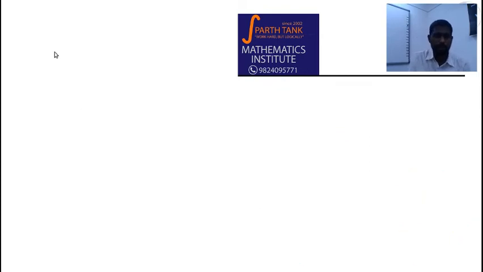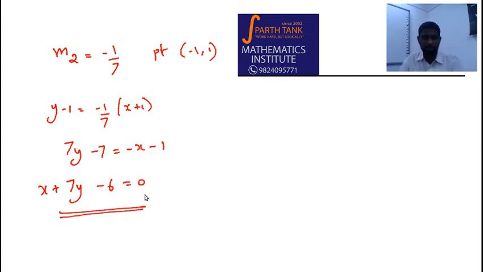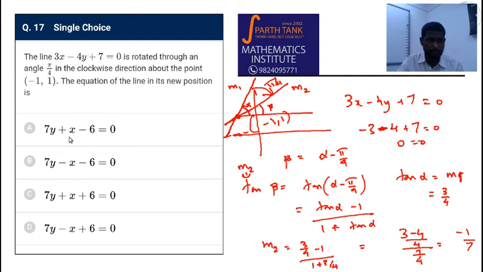So I have to find a line whose slope is minus 1 by 7 and passes through the point minus 1 comma 1. So y minus 1 is minus 1 by 7 times x plus 1. Or this becomes 7y minus 7 is minus x minus 1, or x plus 7y minus 6 is 0. So x plus 7y minus 6 is 0. Only this option matches, option A. Question number 17, option A.